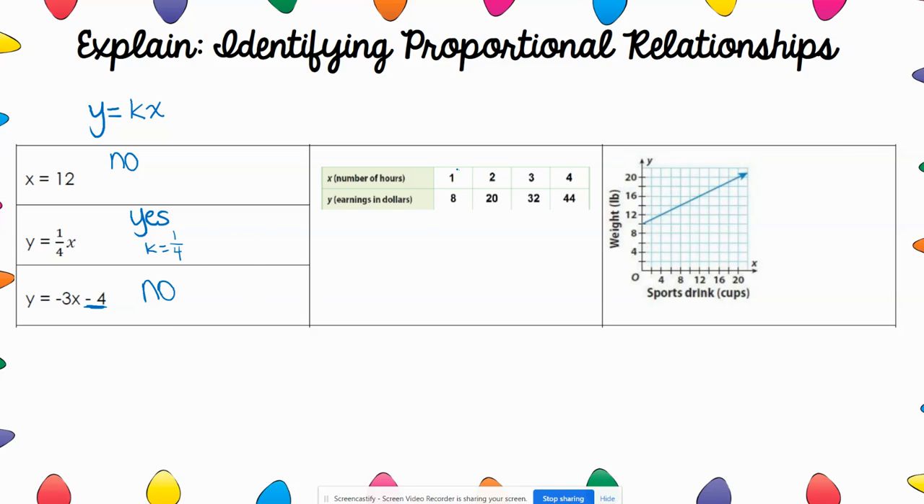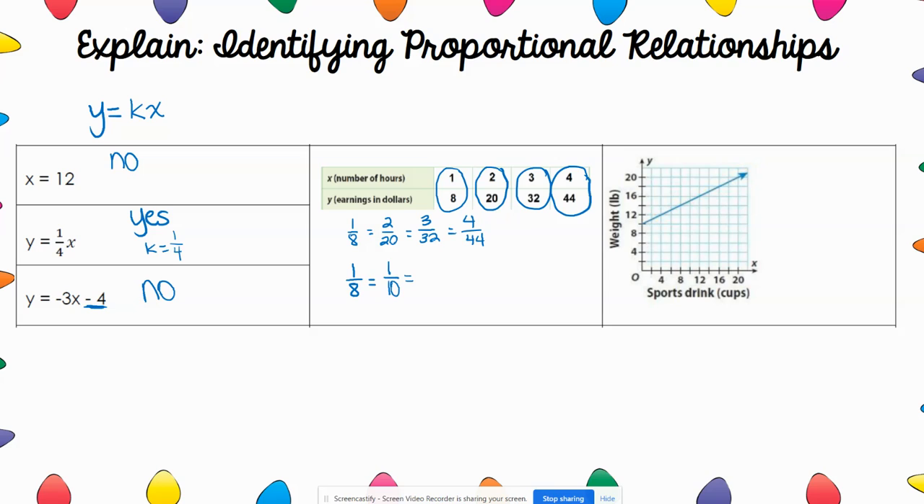Now in our table, we need to compare all of these together. So we have 1 being compared to 8. Then we have 2 compared to 20. 3 compared to 32. And finally, 4 compared to 44. Well, when I look at these, 1 to 8 cannot be simplified, so I would leave it like that. 2 over 20 can be simplified. Both of those can be divided by 2. 2 divided by 2 is 1, and 20 divided by 2 is 10.